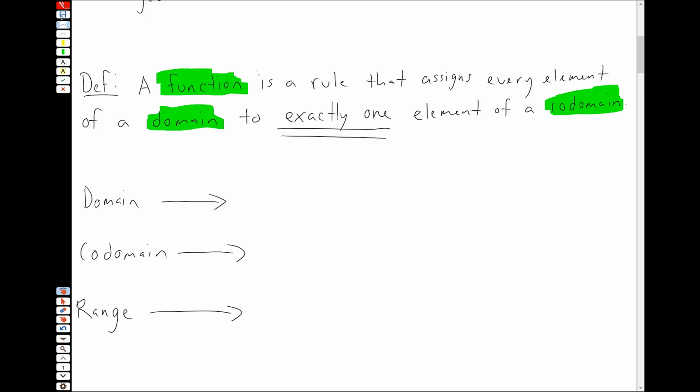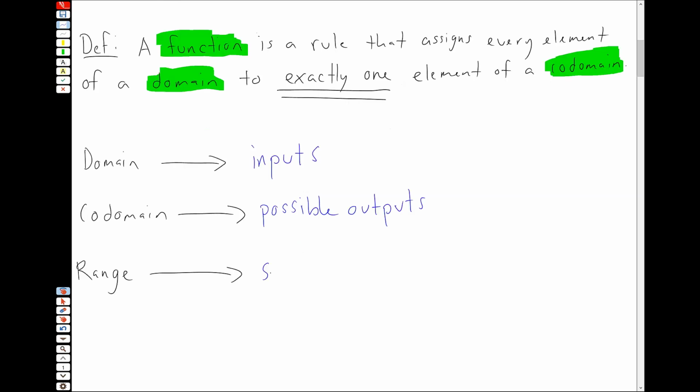Now, you might not have heard these things before, so let's talk about them a little bit. So domain, you can think about these as just your inputs. And we're going to have a video later on that actually goes into domain a little bit more carefully than what we're going to do here today. Codomain is the possible outputs. And then the range, which hopefully you've heard about, this is the set of outputs. So these are the things that actually come out of your function. Now notice that codomain and range look very, very similar. Codomain is the possible outputs and range is the actual outputs that you get.